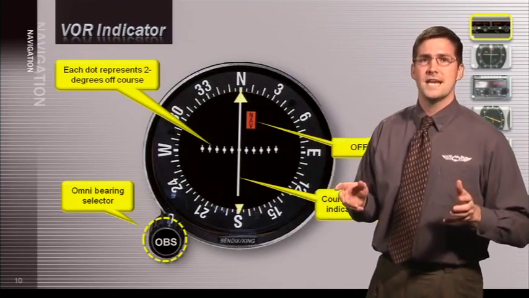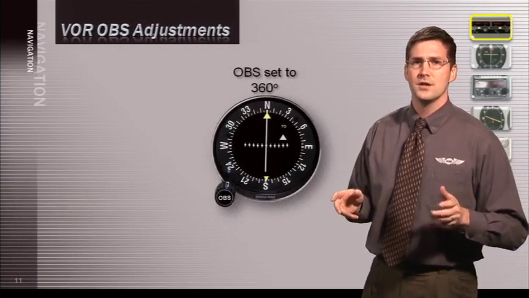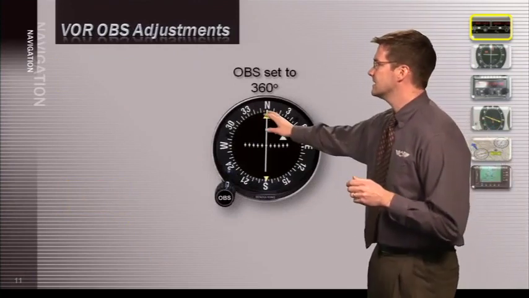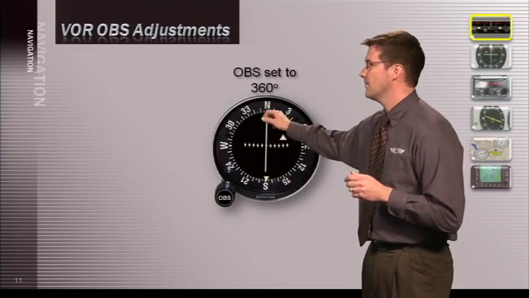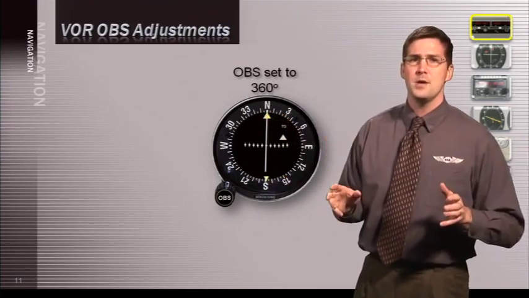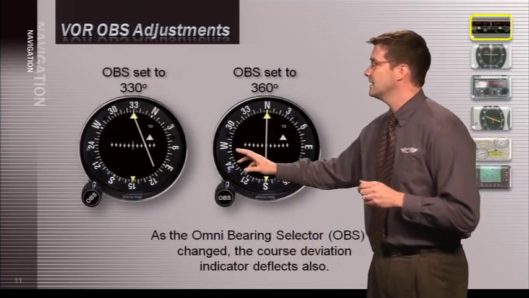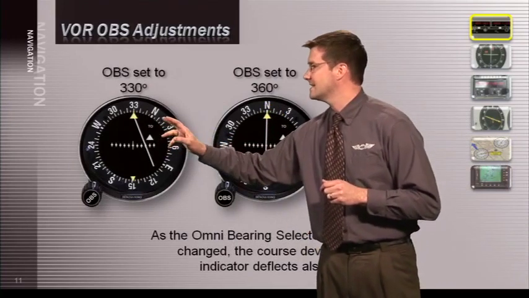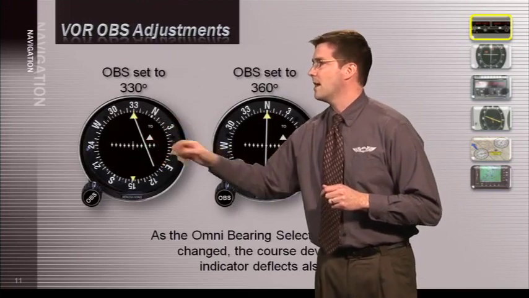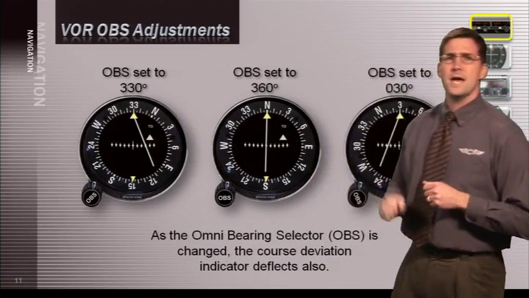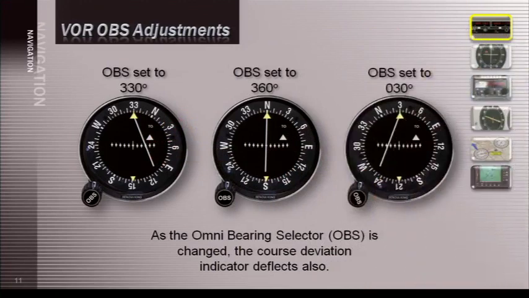Assuming you are directly south of the VOR station flying north with the OBS set to 360 degrees, the needle is centered, and you can see that right here. Now, if you set the OBS to 330 degrees, the needle is deflected to the right, and we see that in this example right here, so you can intercept the 330 degree radial. When you set the OBS to 030 degrees, the needle deflects to the left so you can intercept the 030 degree radial.